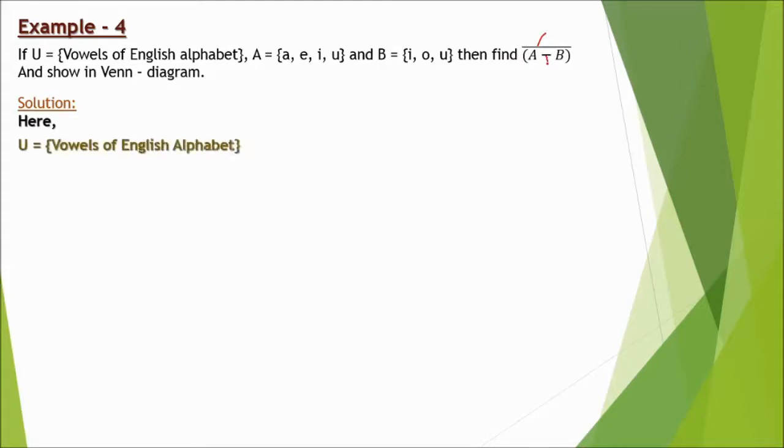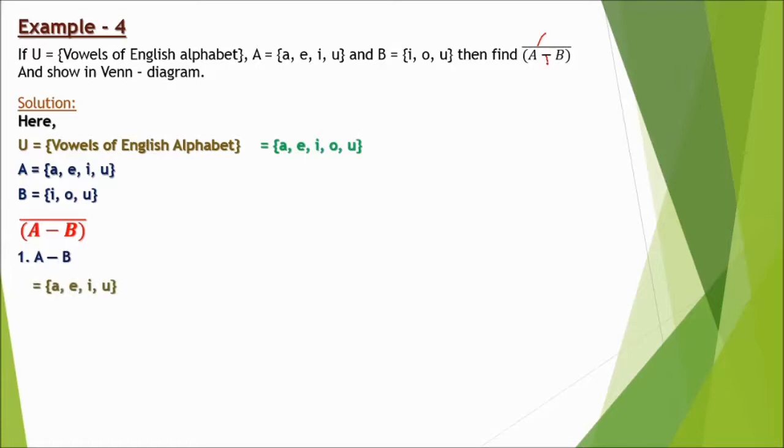Vowels of the English alphabet, we will list that later on, as set A and set B also. Let's list the universal set: A, E, I, O, U. Vowels of the English alphabet are A, E, I, O, U, and others are consonants, isn't it? So our question is: A difference B complement. First we have to find A difference B, whichever is inside the bracket. Inside the bracket it is the difference operator. So first we find A difference B, and let's write the elements of set A, the difference operator, and the elements of set B.